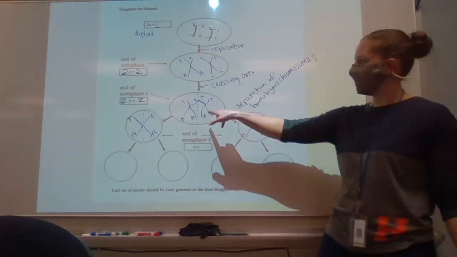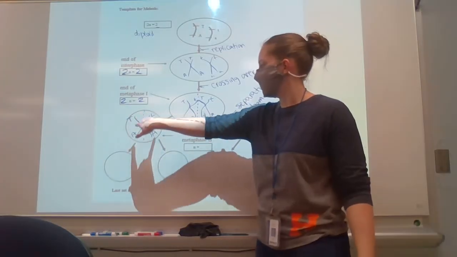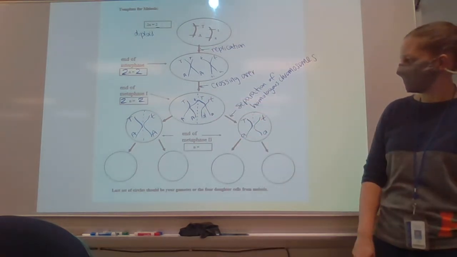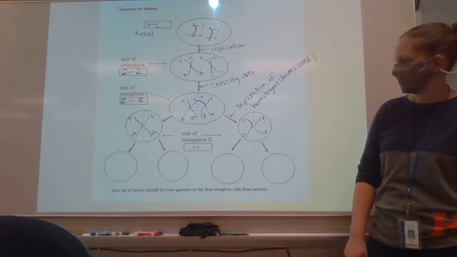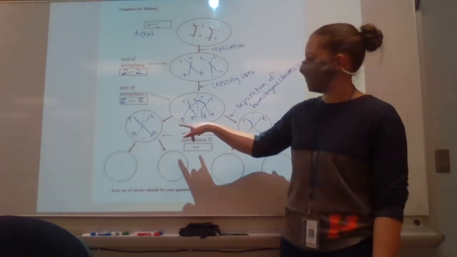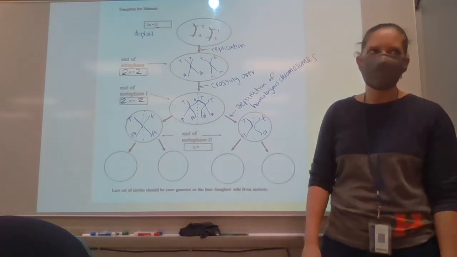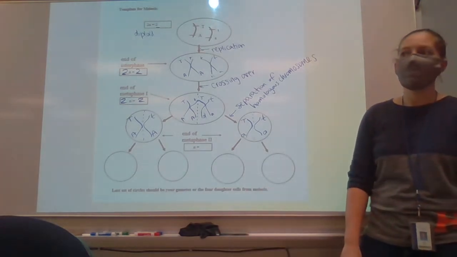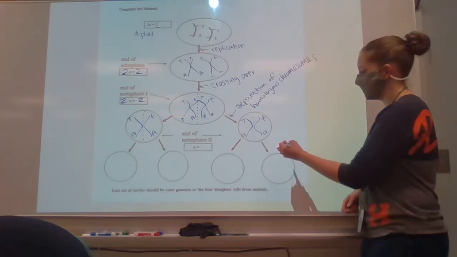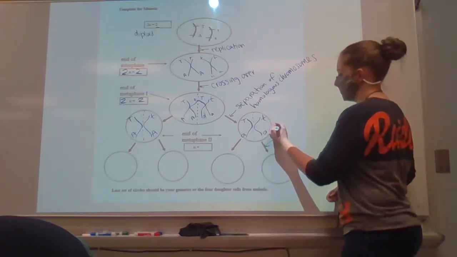And keeping track of my alleles. So this homologous chromosome has these alleles. This homologous chromosome has these alleles. What's happening between metaphase 2 and my final gametes? The splitting of the sister chromatids, right? So separation of sister chromatids.